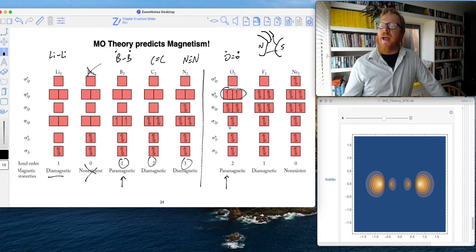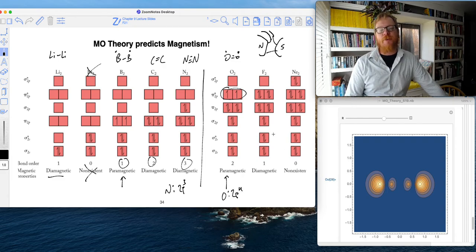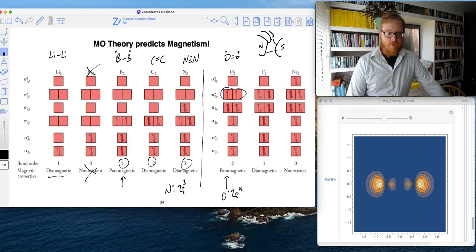And the reason why it switches is because oxygen is more than half full. So we remember that each nitrogen was a 2p3, but each oxygen is a 2p4. So it's that half-filled orbital that makes this thing switch. And you notice here that F2 follows the same trend as O2, as does neon 2.